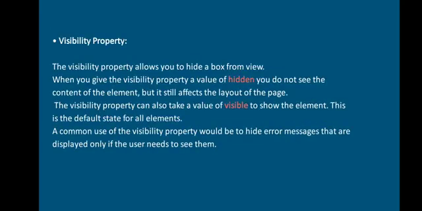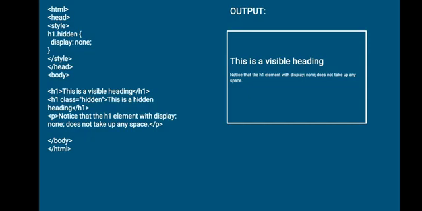Here you can see an example of display none. In this example, there are two heading tags and one paragraph tag. I have applied a style class for the heading tag. The class name is hidden. In that class, I have made the display value as none. For the first heading tag in the body section, I have not applied the class, but for the second heading tag in the body section, I have applied class equal to hidden, and third is a paragraph tag.